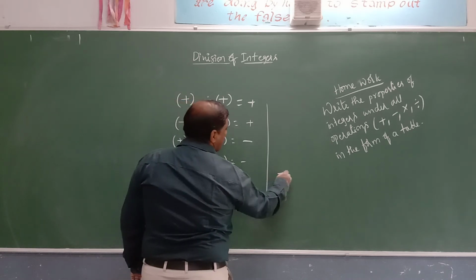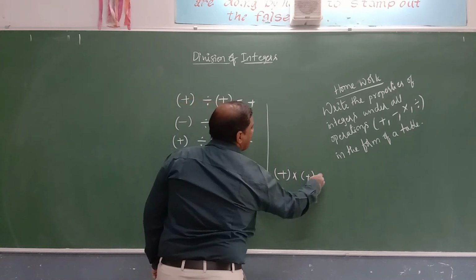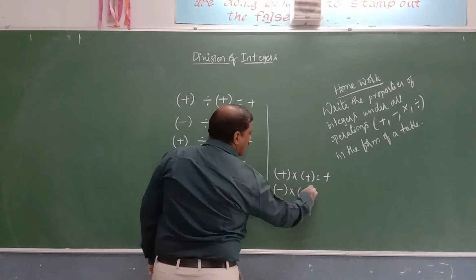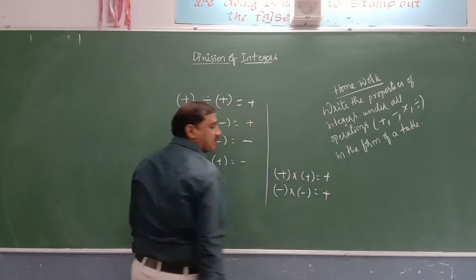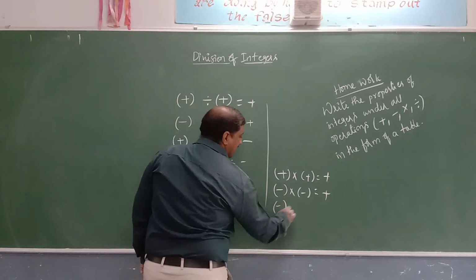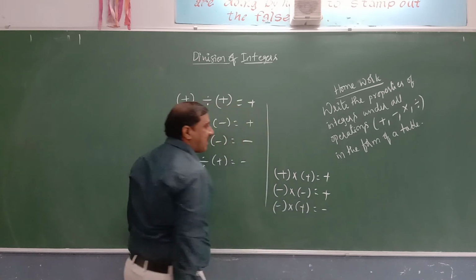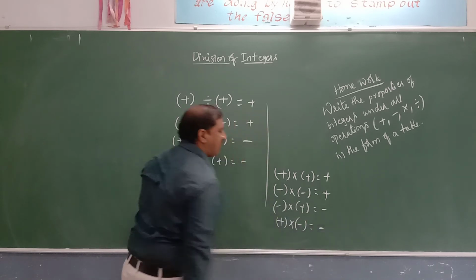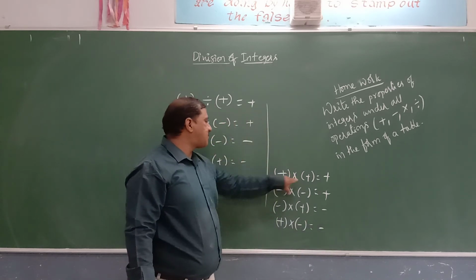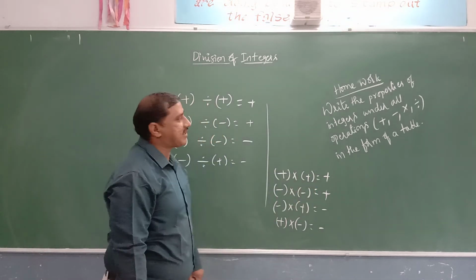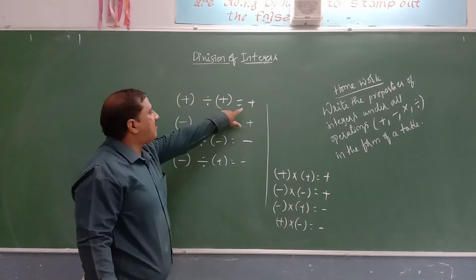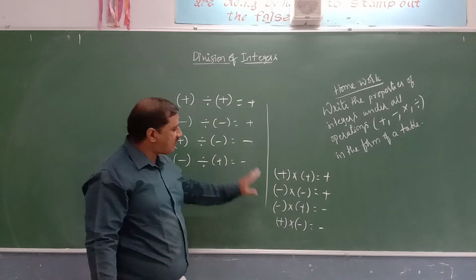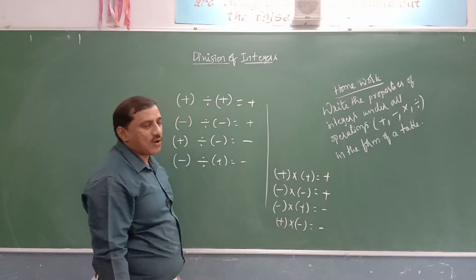Do you remember all that? Positive integer into positive integer is a positive integer. Negative integer into negative integer, that is minus into minus, is a positive integer. Negative integer into positive integer is a negative integer. Positive integer into negative integer is again a negative integer. Under multiplication, when same signs are there, we always get a positive sign. Under division, when same signs are there, we always get a positive integer. If different signs are there, under division as well as multiplication, we get a negative integer.